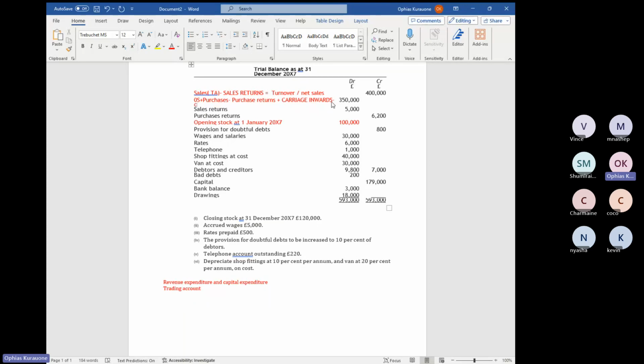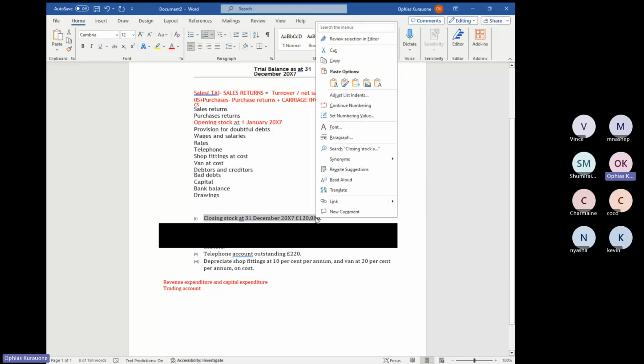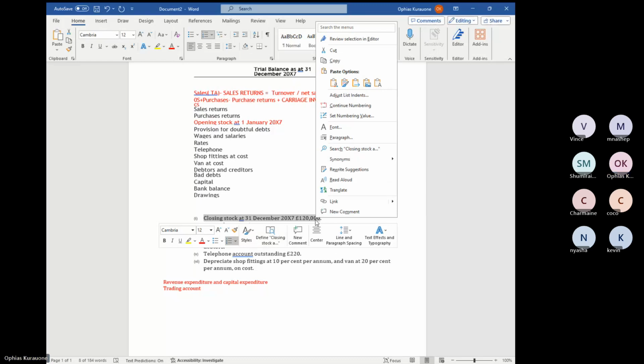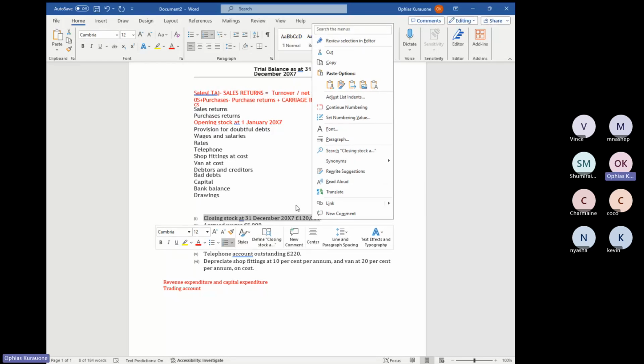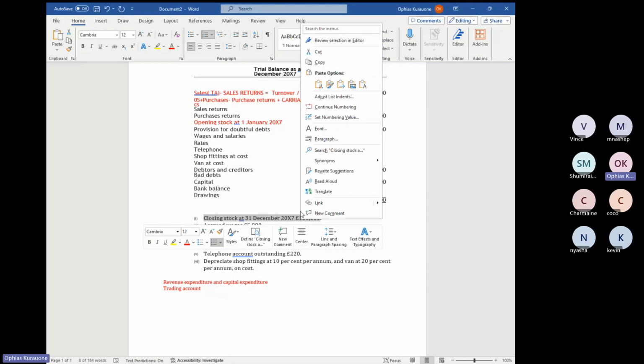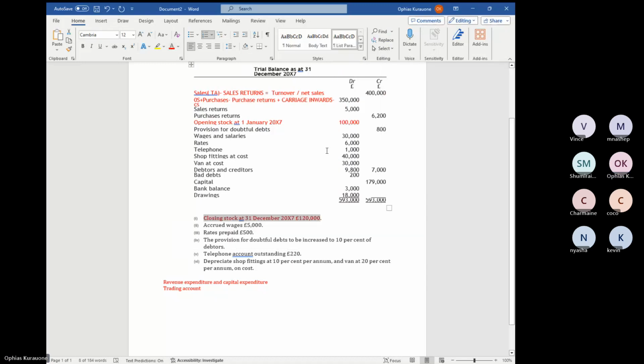The closing stock, you usually get on the additional information as at 31 December. Your opening stock is as at 1 January 2007, and your closing stock is at 31 December 2007. So this one is your closing stock. So this one forms part of our gross profit.